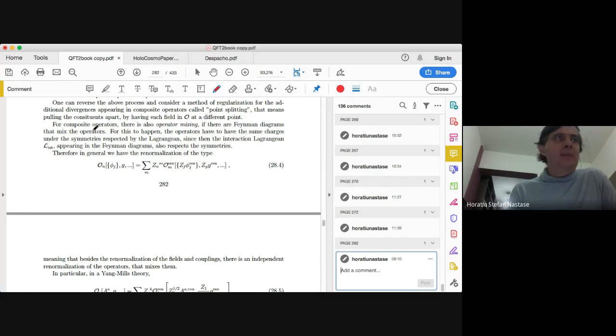Now, for this to happen, the operators that we're trying to mix will need to have the same charges under the symmetries respected by the Lagrangian, because the Feynman diagram is created using the interaction Lagrangian, and the interaction Lagrangian is supposed to respect the symmetries. So operator mixing is only possible if the operators have the same global charges.